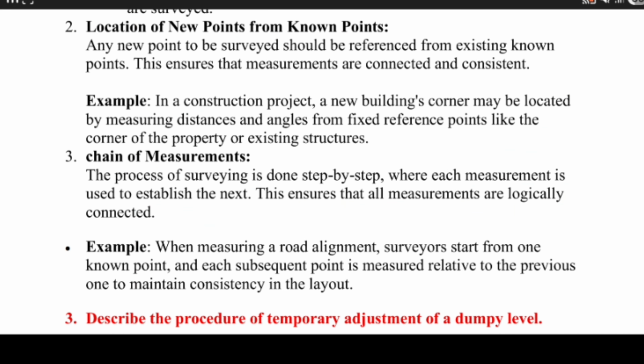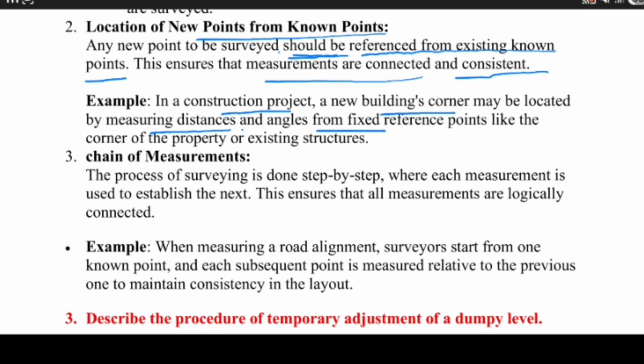Next is the location of a new point from a known point. Once we know the known point, only then can we introduce one more point. It means a new point in the survey should be referenced to an existing known point. Based on that, you can do connected measurements and maintain consistency. For example, in a construction project, when you want to construct a new building, it can be located by some distance and angle, fixing a reference point like a corner of the property or an existing structure.